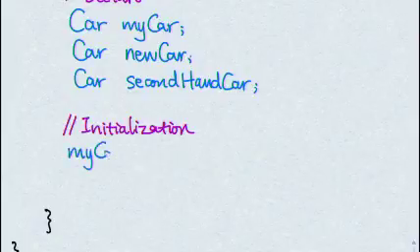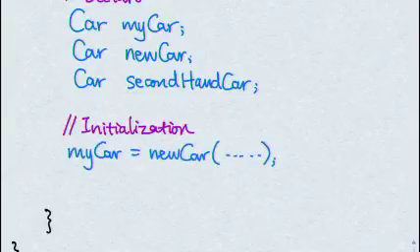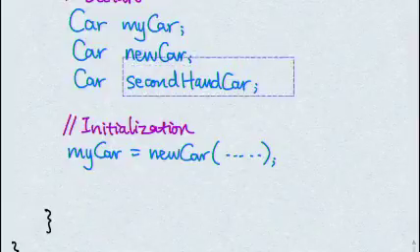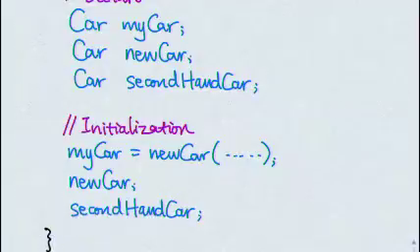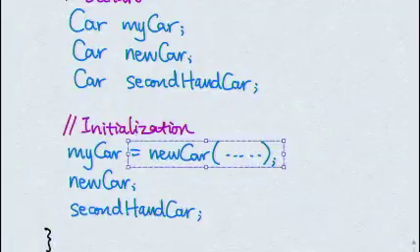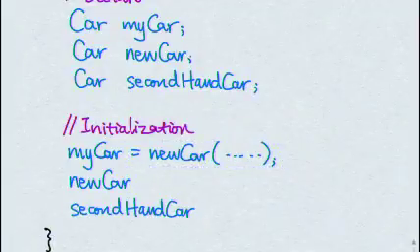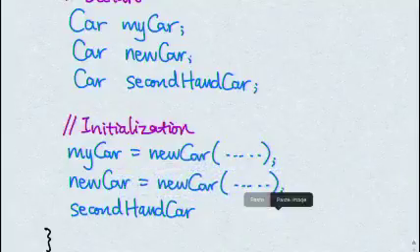After declaring these objects of cars, we are going to initialize them, which is the process of initialization. And we are creating these car objects in the class using the keyword new. For example, we use my car is new car, new car is new car, and second-hand car is new car.